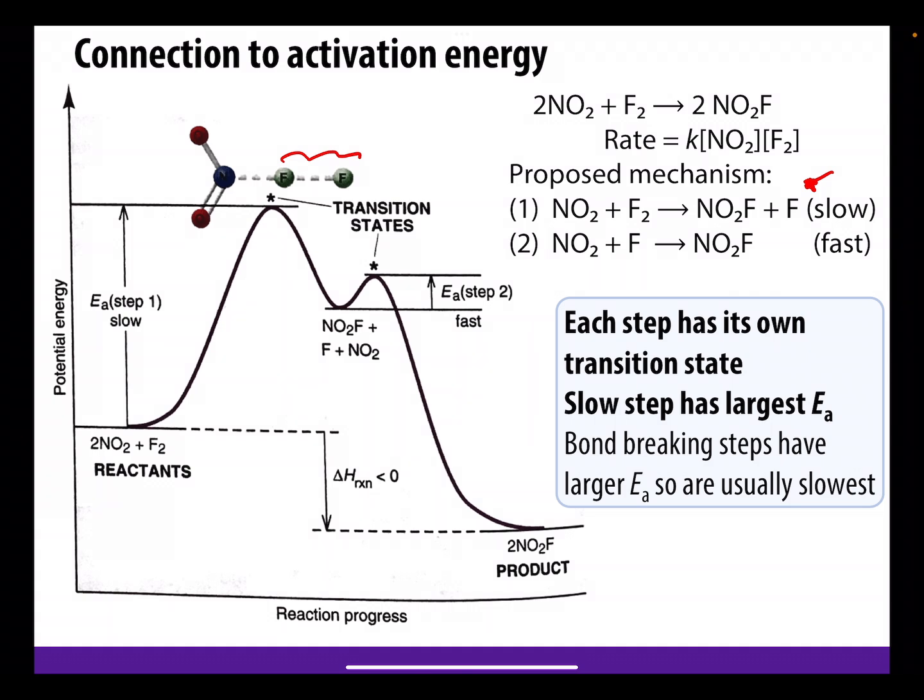Then we're going to make the high energy intermediate here, that F atom on its own. The next step is going to be really fast, because all we're doing is having that F collide with an NO2, and we're only forming a bond in step 2. Because we're just forming a bond, we're not going to have to put much energy in to cause that reaction to occur. So the slow step always has the largest activation energy, and bond breaking steps require a lot of energy, so they are usually the slowest.